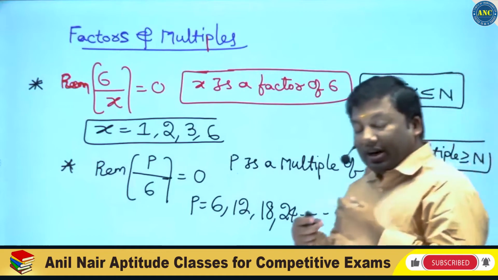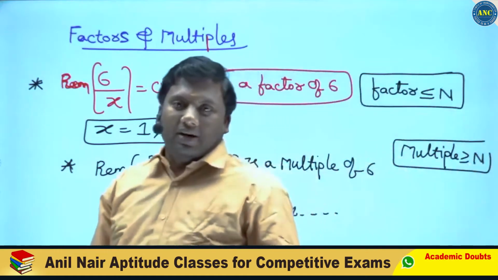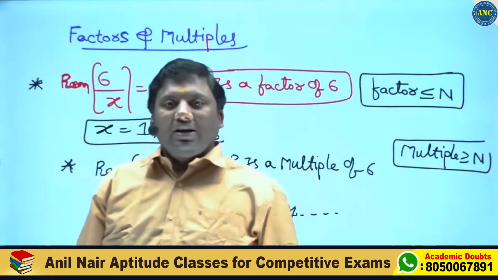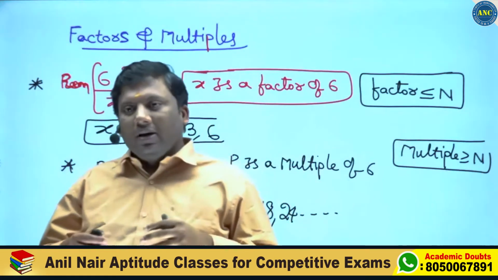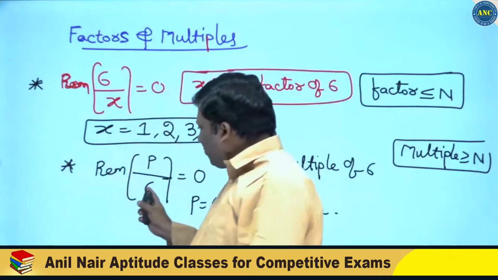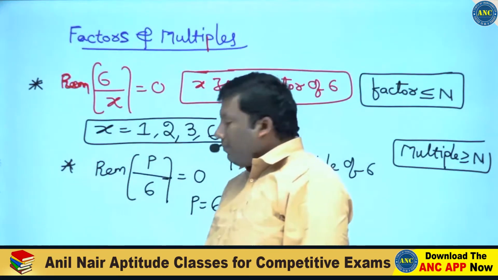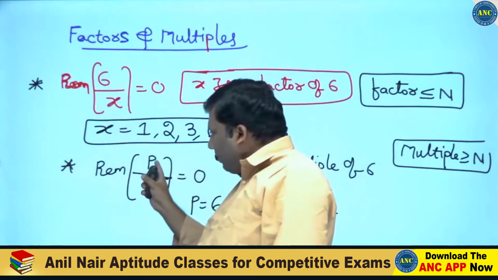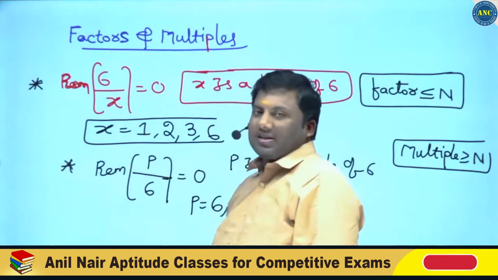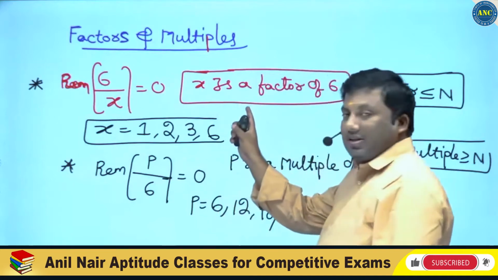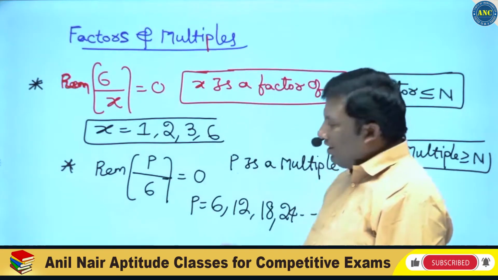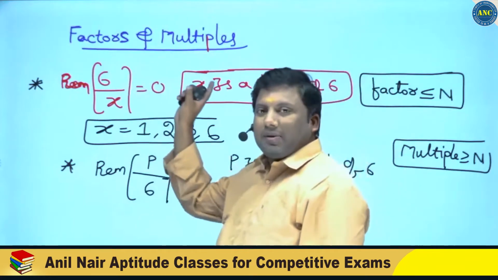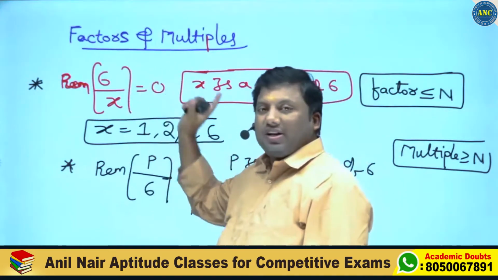Factor means the number which is less than a given number, right? And perfectly divides the given number. That is called the factor. X is dividing 6. Here P is getting divided by 6. I hope it is clear. One is the mathematical definition for a factor, another is the mathematical definition for a multiple. Factors and multiples. I hope the definition is clear.